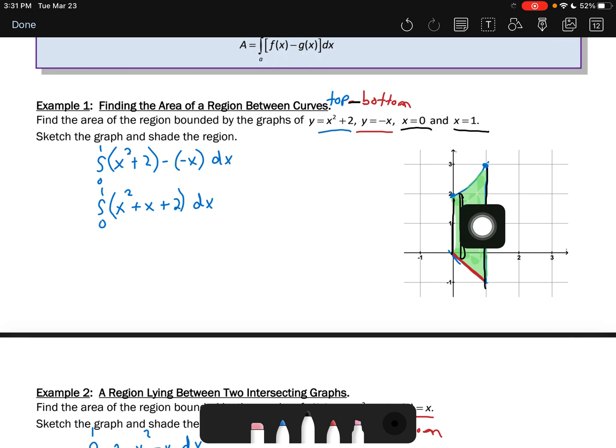But to get the heights of those, we have to take the top function minus the bottom function. Okay, so there's top minus bottom. We'll simplify that. We can combine any like terms. That's going to end up being a plus x, so it looks like this.